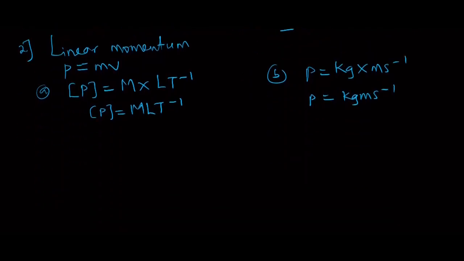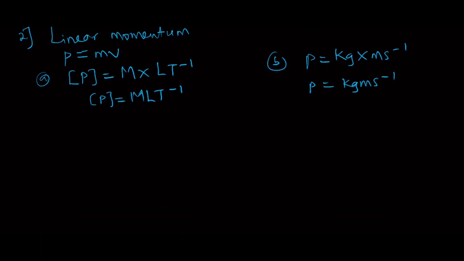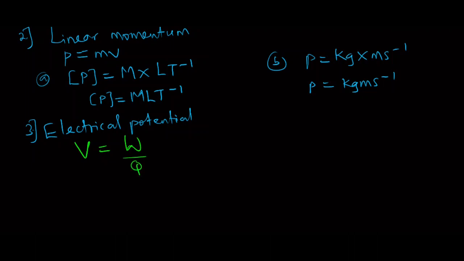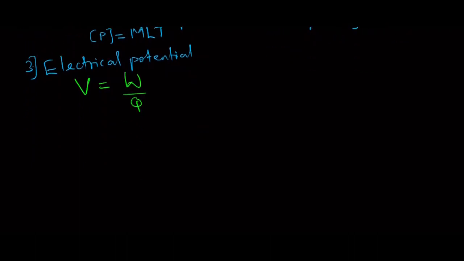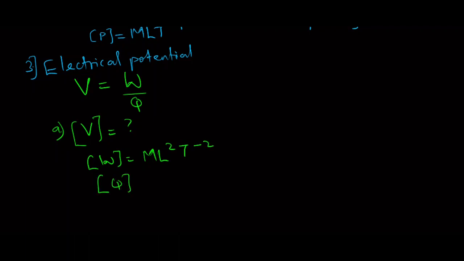That's linear momentum. The next one is electrical potential, which we can also call potential difference. It is defined as the work done per unit charge. So let's try to work things out. The first thing is the dimension of electrical potential. We know the dimension of work is ML^2T^-2, while the dimension of charge is AT.